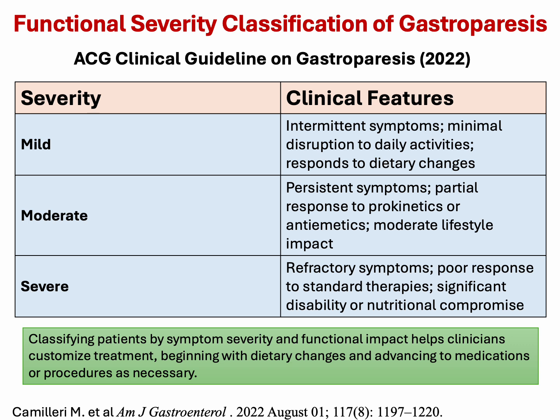The American College of Gastroenterology 2022 classification for gastroparesis uses symptom severity and functional impact to guide treatment, starting with a diet adjustment and progressing to medications or procedures based on the patient's need.